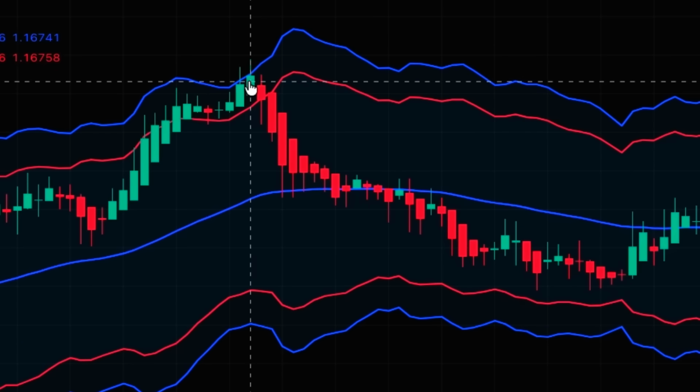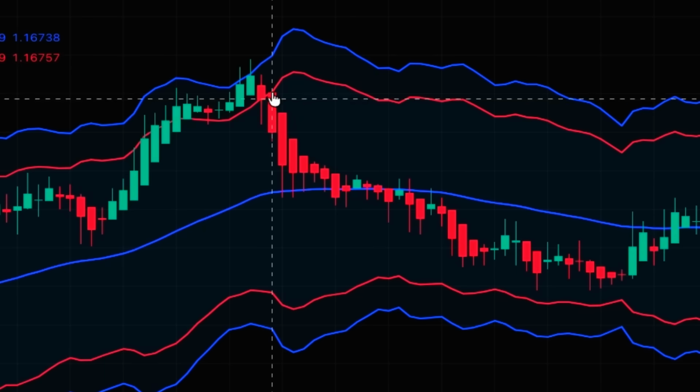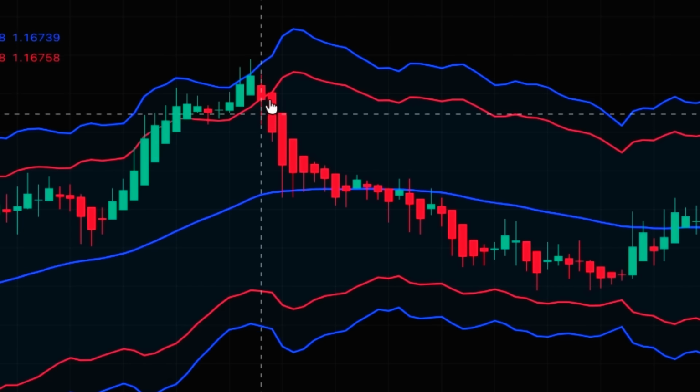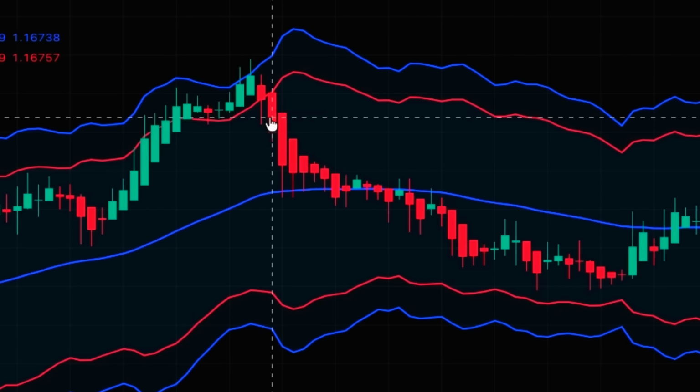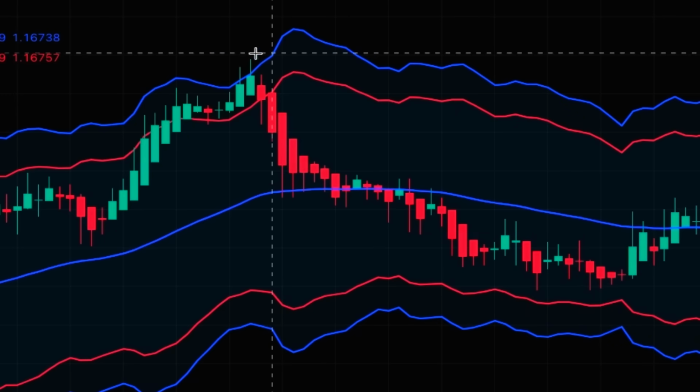In the next step, we wait for a red Heikin-Ashi candle to close below the red line, which happened here with the help of this candle, as you can see. This is where the sell signal is confirmed, and in practice we could enter a short position with the stop loss above the previous swing high.